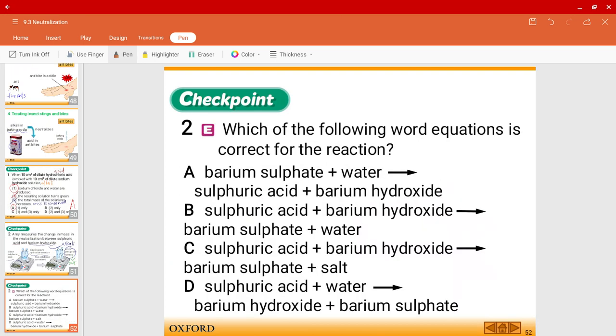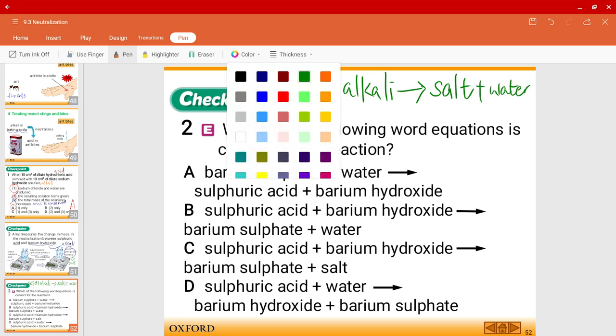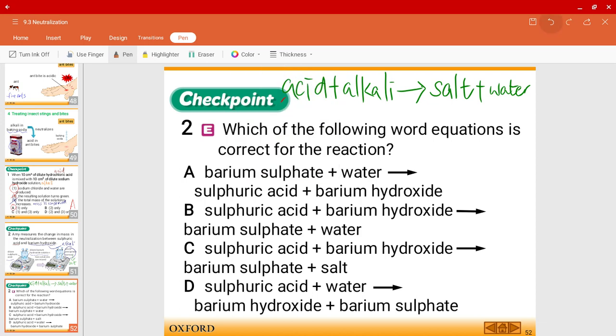All right, let's read the questions. Which of the following word equations is correct for the reaction? So word equation, acid plus alkali, you get salt plus water, right? Let's have a look. Let me use a different color.